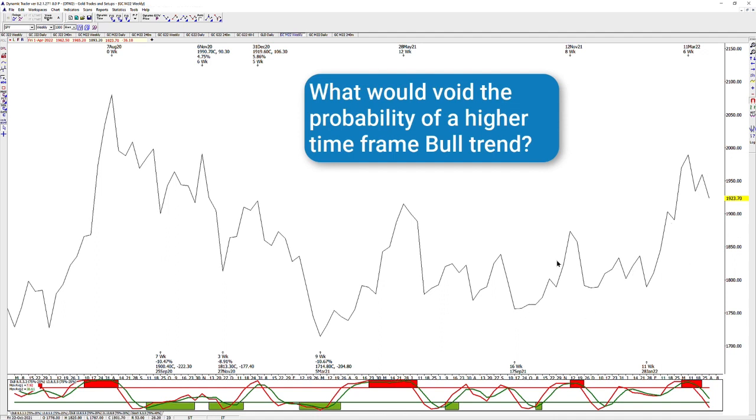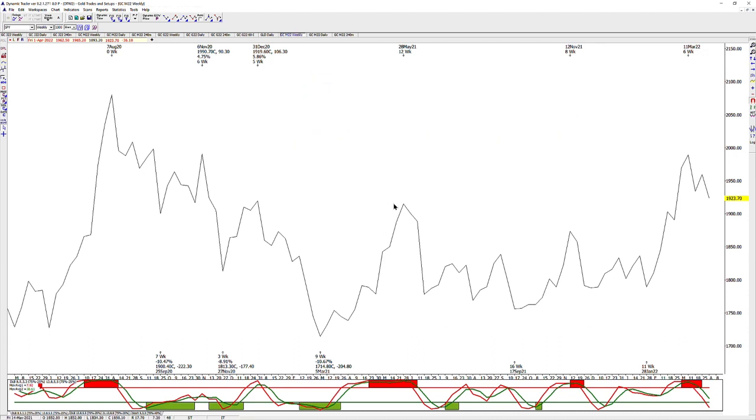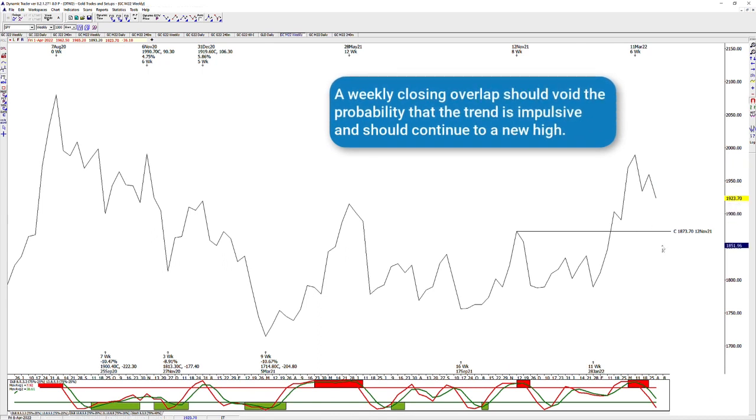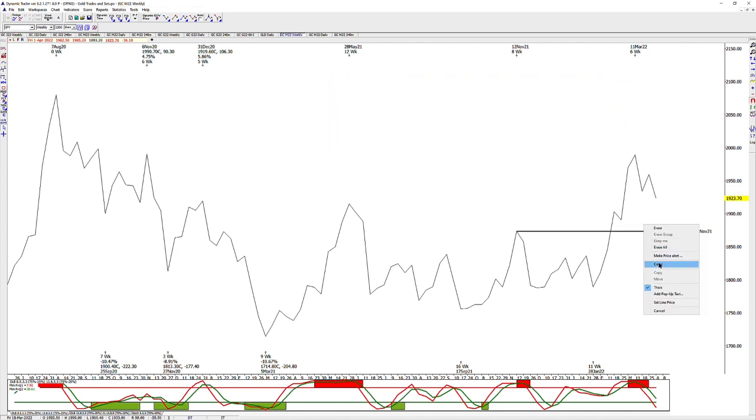Well, whether we call this a 1 or a 2 or maybe 1, 2, 1, 2, that's kind of irrelevant. Let's just keep it really simple. A weekly close below that level voids a probable bullish outcome. That would be a closing overlap on the downside. So I just draw that in. We'll make it thick and make it red.